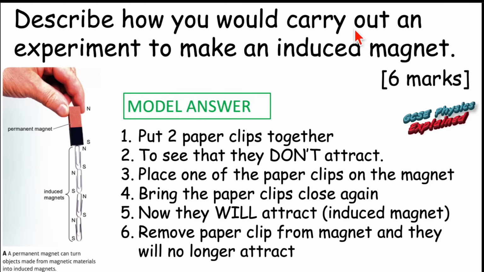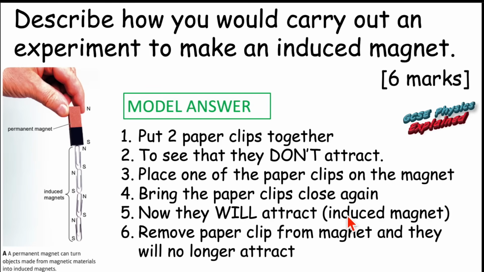Describe how you would carry out an experiment to make an induced magnet. 6 marks. Model answer. Put 2 paper clips together to see that they don't attract at first. Place one of the paper clips on the magnet, just like that, and then bring the paper clips close again, just like that. Now they will attract. You have created an induced magnet.